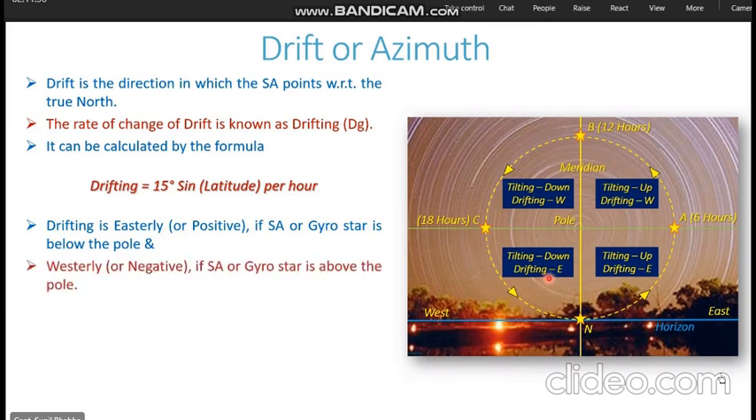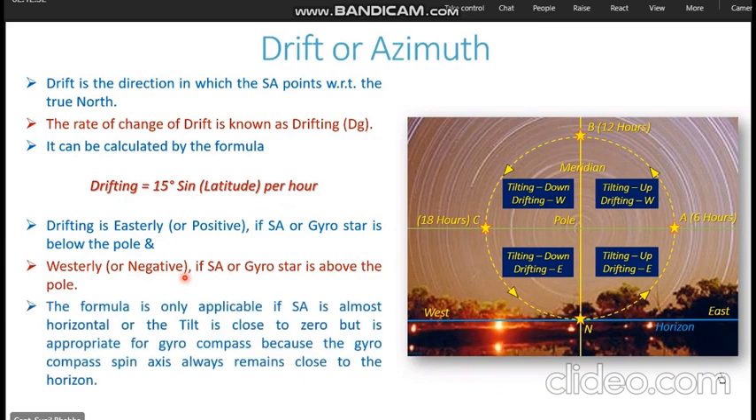And the drifting is westerly or negative if the spin axis or gyro star is above the pole. As you can see from point Alpha to point Bravo up to point Charlie. In this semicircle A to B to C, the gyro star or the spin axis is above the pole, above the green color line, and in this case the drifting or the motion of the star is in the westerly direction. So this westerly drifting as per sign convention is named as negative, or is referred to as negative drifting.